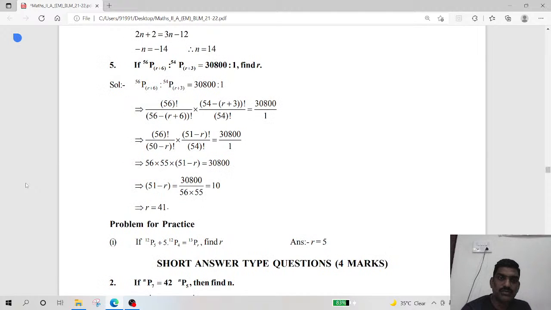Next, question number 5. 56P(r+6) to 54P(r+3) is in the ratio 30800 to 1. Here also directly apply the formulas. 56 factorial divided by (50-r) factorial, and 54 factorial divided by (51-r) factorial. 54 factorial is cancelled, so 56 times 55 is left in the numerator, and (51-r) over (50-r) leaves 51-r in the denominator.